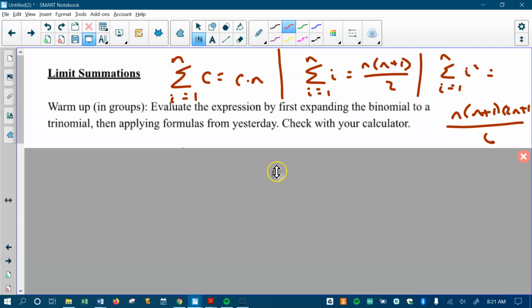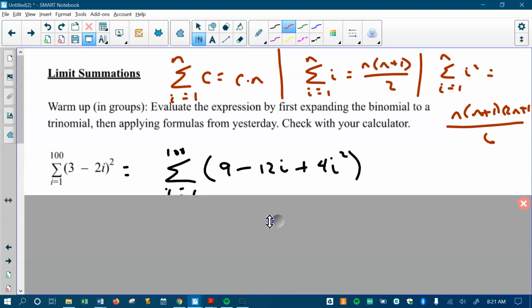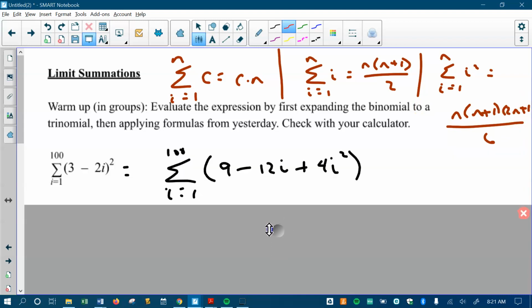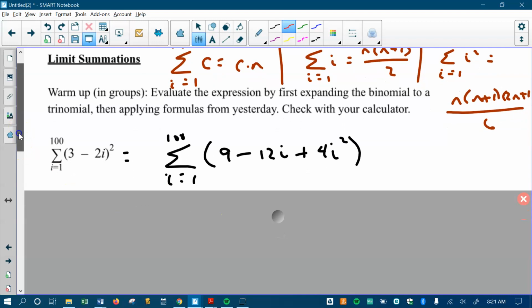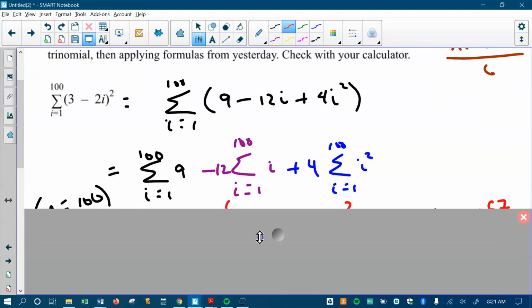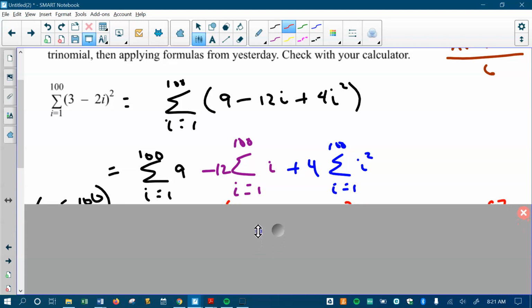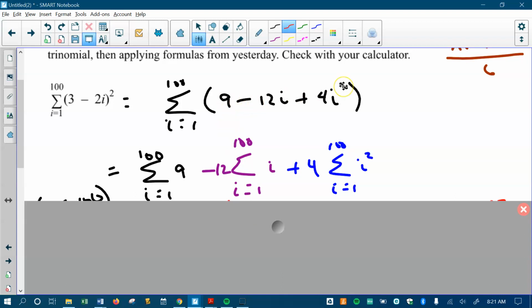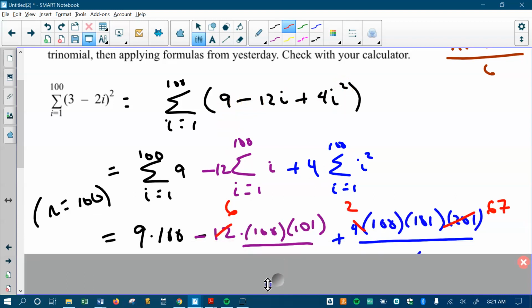Okay, so here is what should have happened. Hopefully you expanded this first, because for 3 minus 2i squared, there's no formula for the squared part. So I basically wrote out 3 minus 2i twice and then distributed to get 9 minus 12i plus 4i squared. Keeping the summation. Shouldn't drop that. And then after that, this was an optional step here. I did not have to actually break up each part of the summation, but I just want to make sure that it was clear where these formulas were coming from.